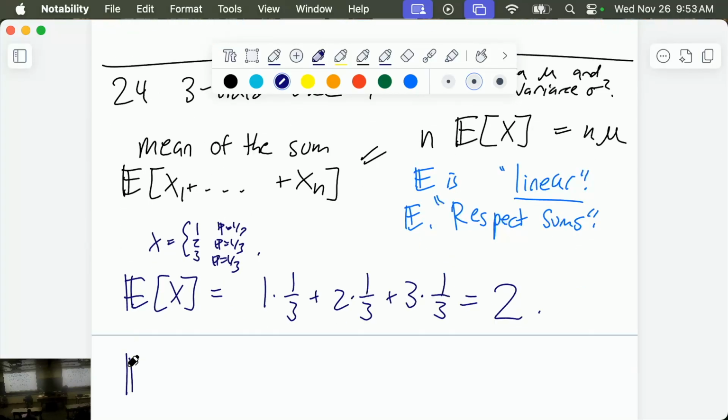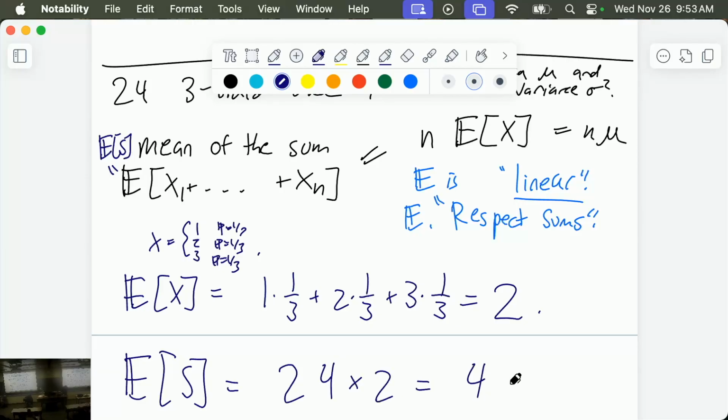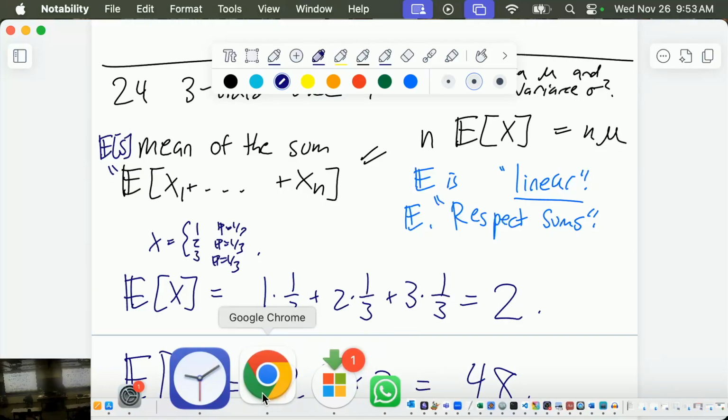So the mean of the sum, let's call the sum S. S for sum. The expected value of S will be 24 times 2, which is 48. Okay, beautiful, 48. Let's see how many people got 48.